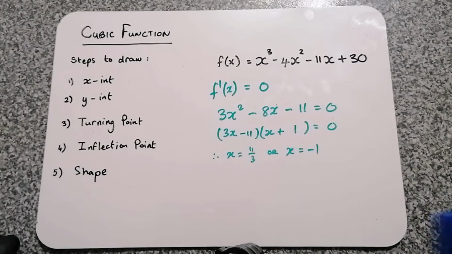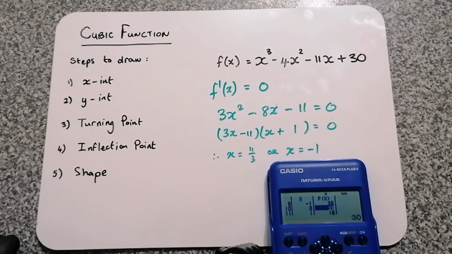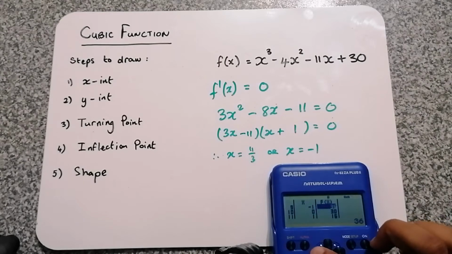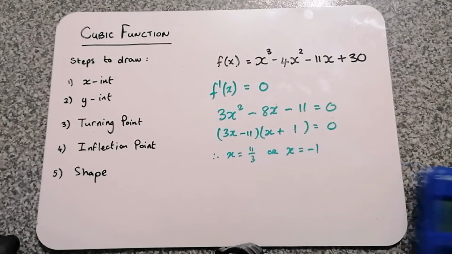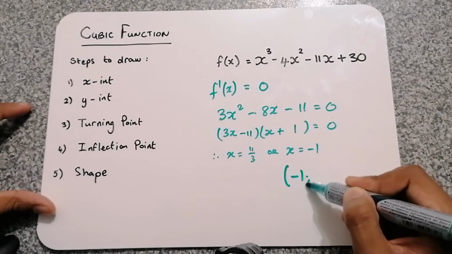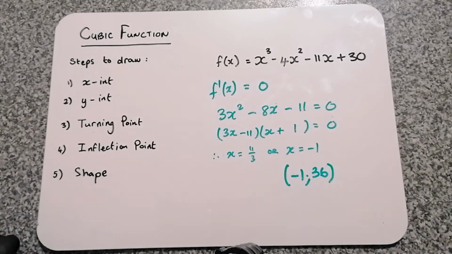Now, I still have my calculator over here, and I still have the table open on my calculator. So I'm just going to check where x is -1, what is the y value? And I get this answer, 36. So I already know that where x is -1, my y value is 36. Cool. So now I just need to substitute x with 11 over 3.